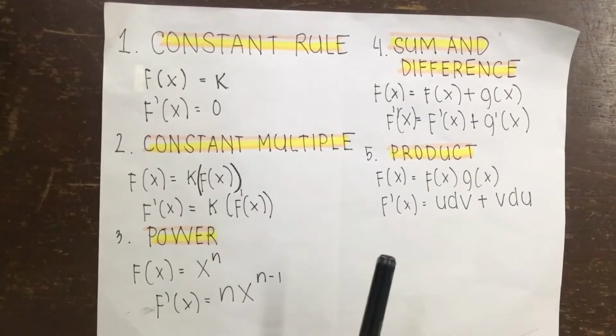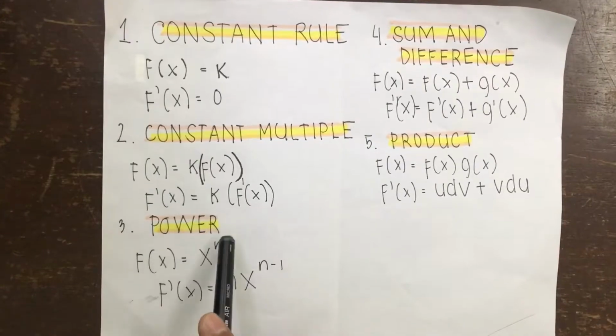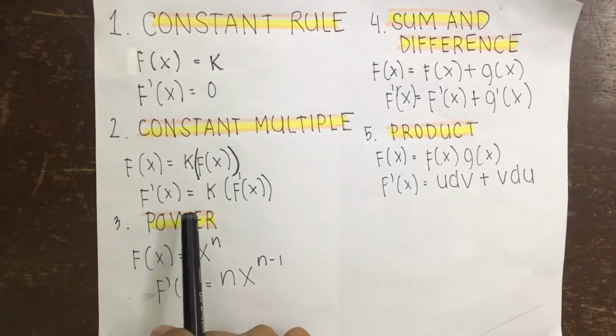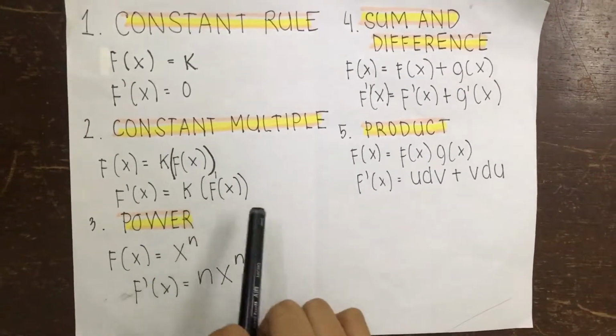Second rule is the constant multiple rule. If you have a function equal to k times f of x, then f prime of x is equal to k, or the constant, times the derivative of the function f of x.